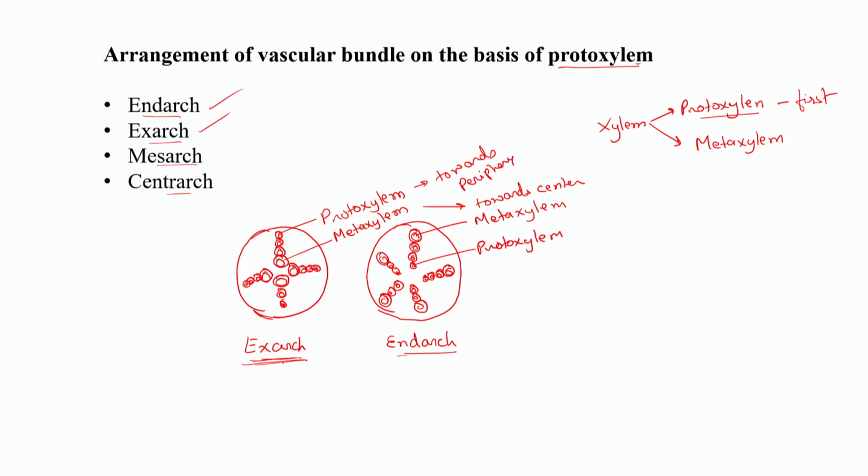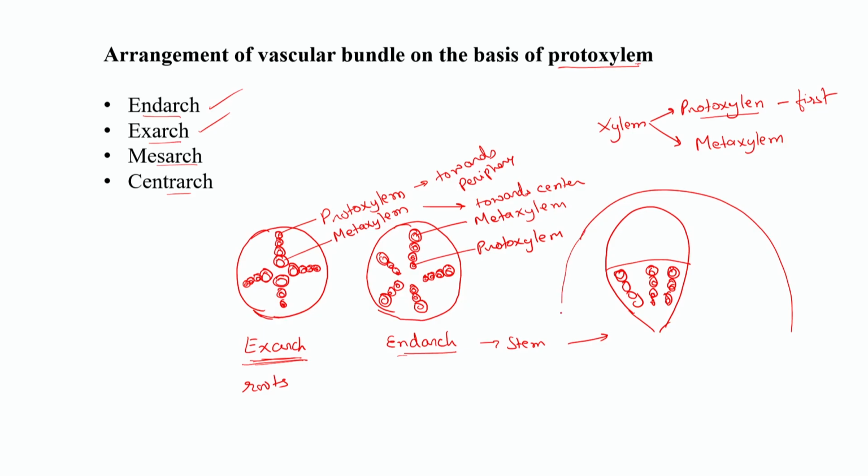Okay. And exarch condition you will find in roots, whereas endarch situation you will find in stem. However, the organization will not be like this. In stem you will have, see, phloem is there, then cambium is there, then you will have xylem arrangement like this. This is the stem. So this is the stele. Okay. So this will be the protoxylem and this will be the metaxylem.